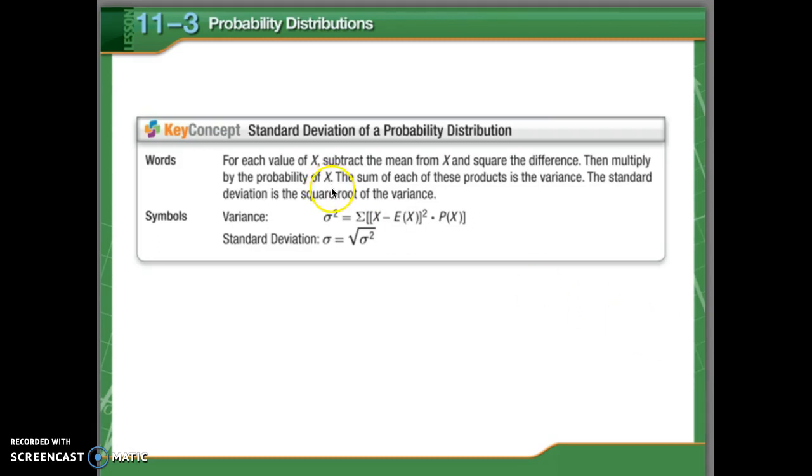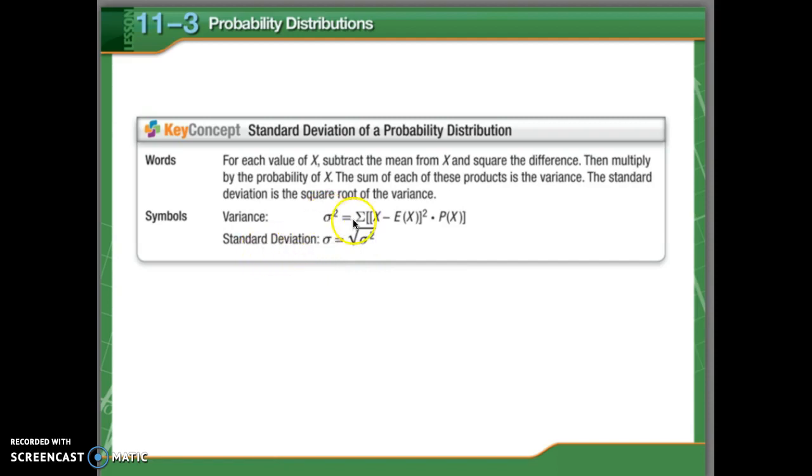Next, we have a key concept on the standard deviation, how you find standard deviation. So, standard deviation is based off of the variance formula, and the variance is essentially the square of the standard deviation. The standard deviation is this symbol, sigma. It's a lowercase sigma. This is a capital sigma right here. This is a lowercase sigma. So first you find the variance, and then you take the square root of it to get the standard deviation.